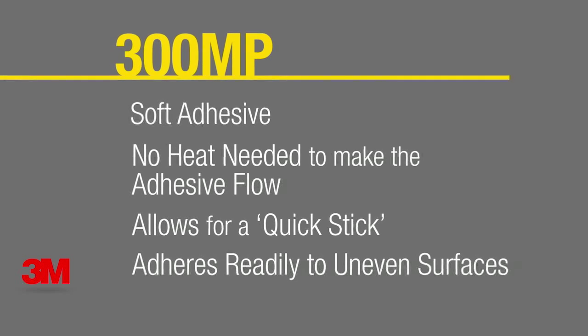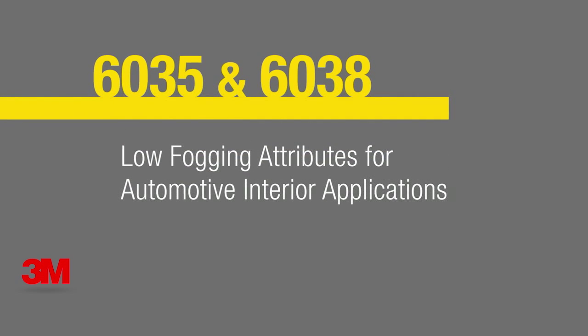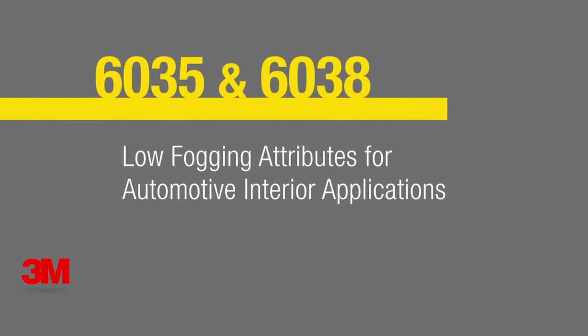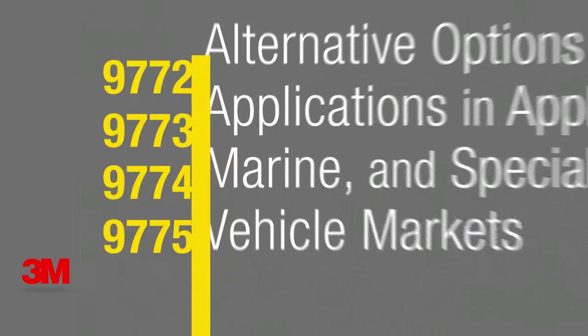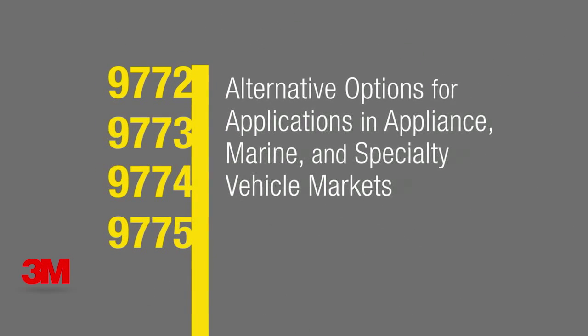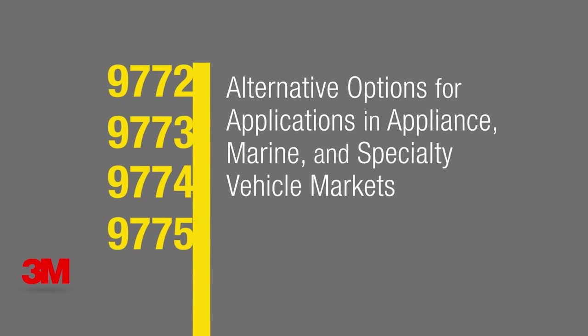300 MP is a soft adhesive that does not need heat to make the adhesive flow. The adhesive allows for a quick stick and adheres readily to uneven surfaces. Within the 300 MP family, 6035 and 6038 are two adhesive transfer tapes with low fogging attributes for automotive interior applications. 9772, 9773, 9774, and 9775 adhesive transfer tapes are alternative options for applications in appliance, marine, and specialty vehicle markets.